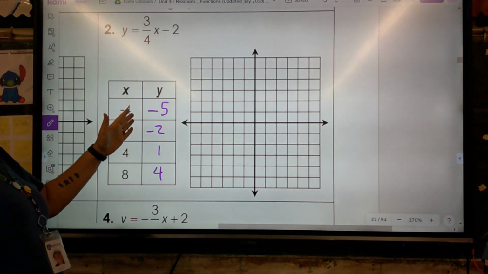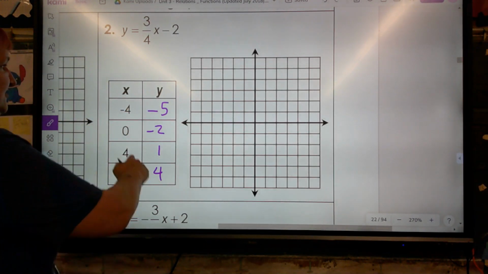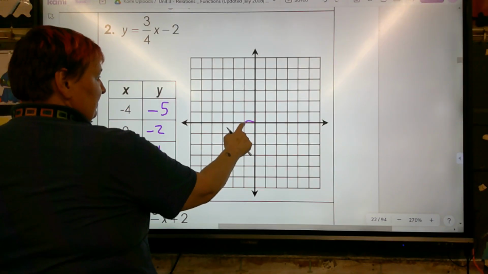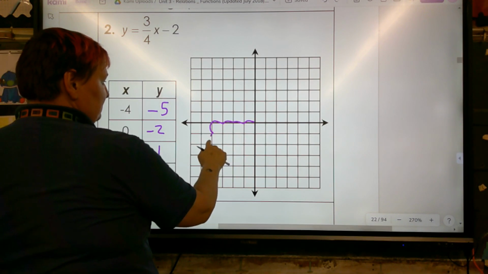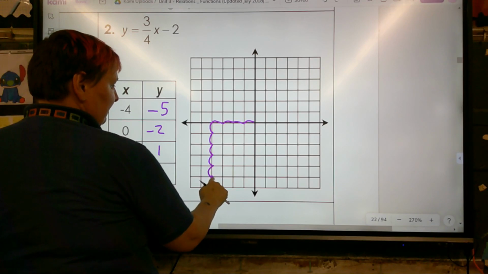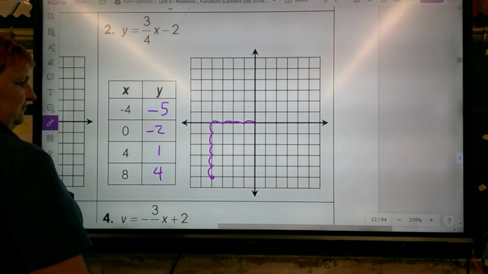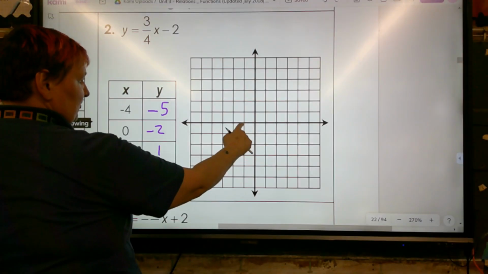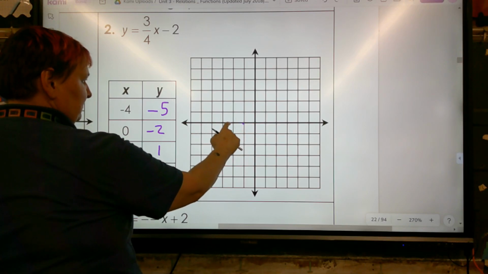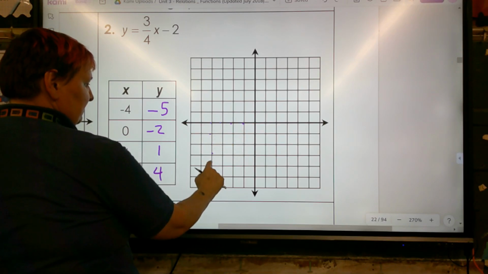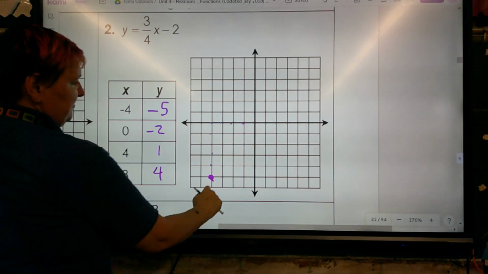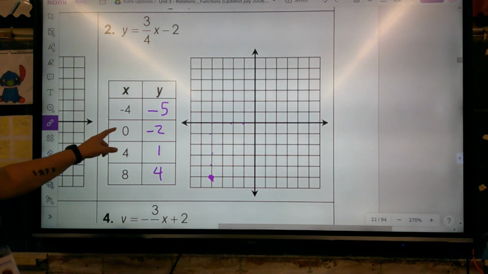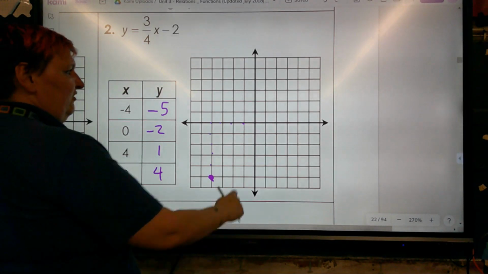Now it's an ordered pair. Follow the directions. 4 to the left, 5 down. 1, 2, 3, 4. 1, 2, 3, 4, 5. I wonder if I can erase just part of that. Nope. Okay. 1, 2, 3, 4. 1, 2, 3, 4. Okay, 5. I'll just make the important point bigger. 0 left or right, 2 down.